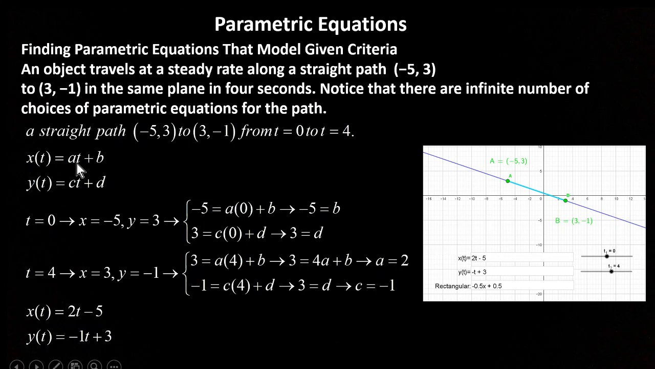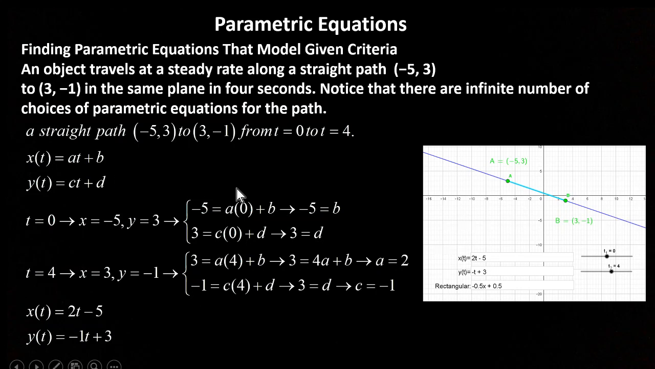Now we don't know what these are, but we know when t equals 0, we start at this point. So when t equals 0, x is negative 5 and y is 3. So we put it there, and then when t equals 0, y is 3, so we put it there. So now from here we know what b is and we know what d is. We know b and d, but we still don't know a and c.